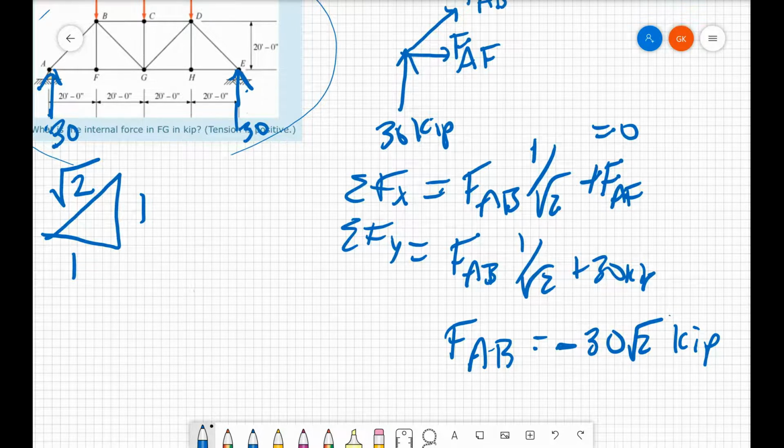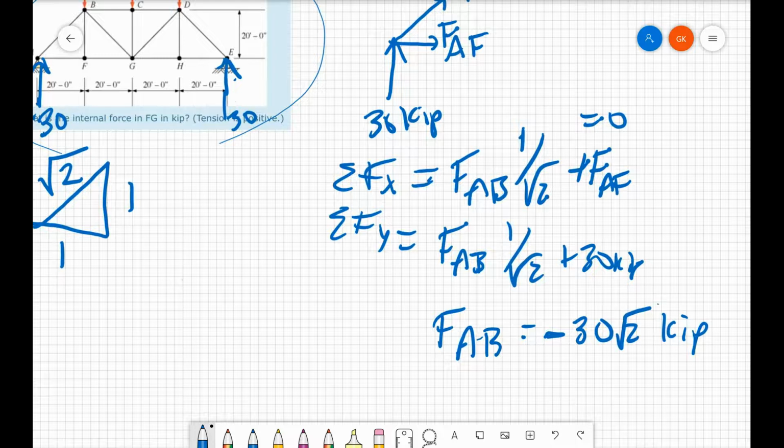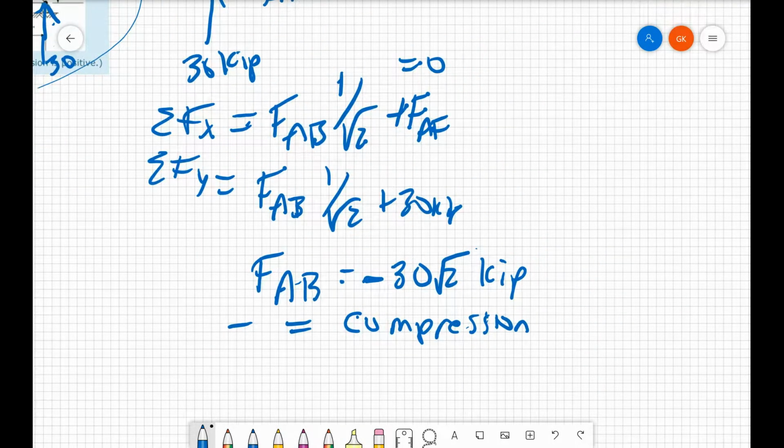Negative sign means that I drew my arrow in the wrong direction. It means it's in compression. Just always draw your arrows going away from the points, and if it's negative, it's compression. Negative equals compression.